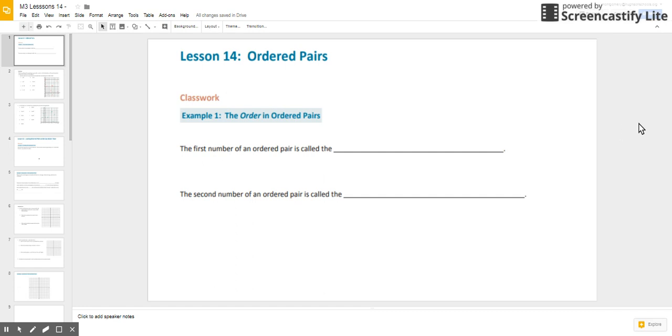Hi, hello students. Today we're moving on with lesson 14, ordered pairs. So let's go and take a look at what's going on. So example one, the order in an ordered pair.